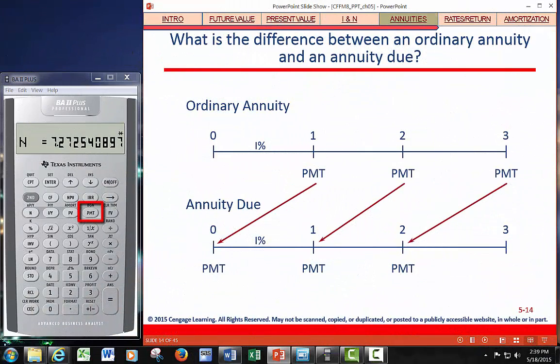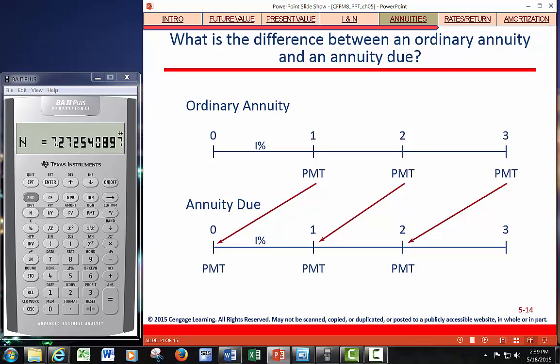So far, we have not used the payment key to solve a problem. That's because we did not have any problems that had an annuity component. Annuities provide a constant cash flow at regular intervals over a specific time period.